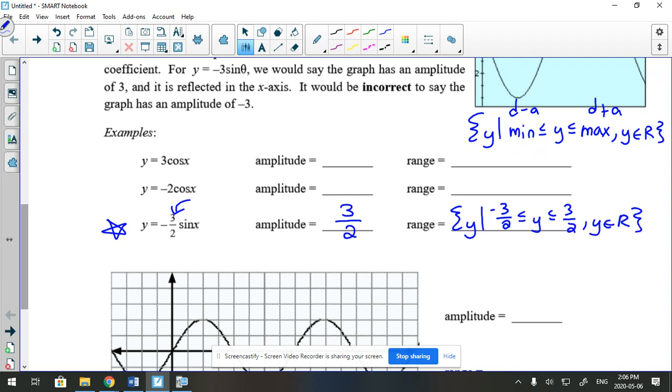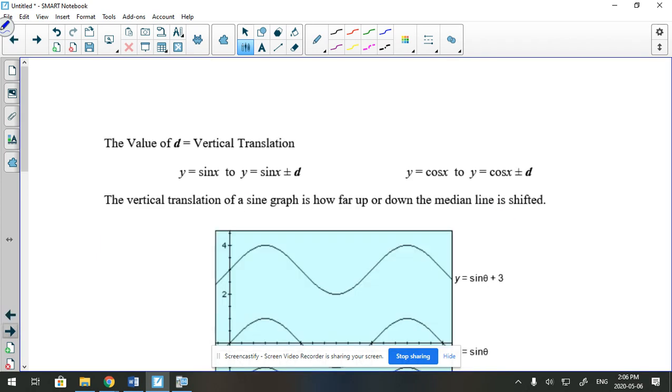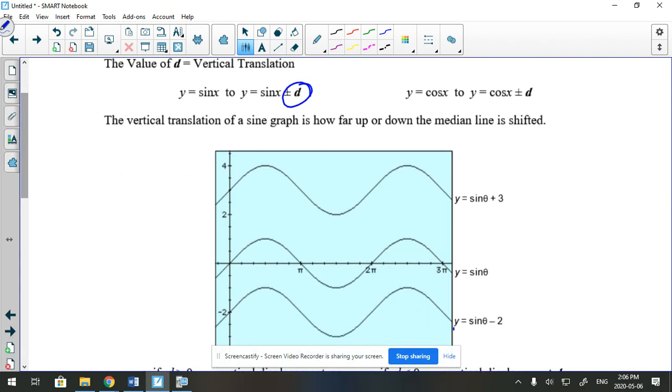And that one's done. Okay, so let's go to the next page and talk about the D value, the vertical displacement. Now we're tacking on a value to the end of my sine or cos function. We call it D for vertical displacement. And we did talk about this last day as well.